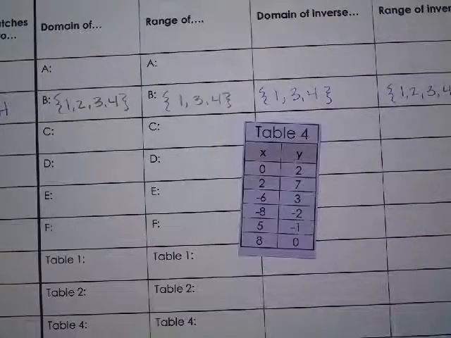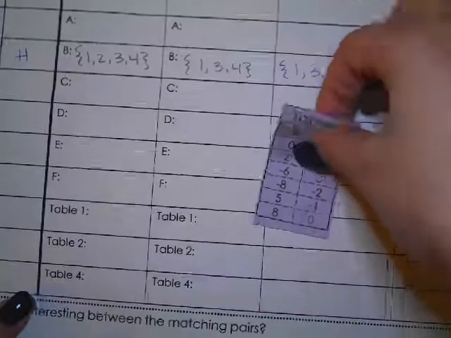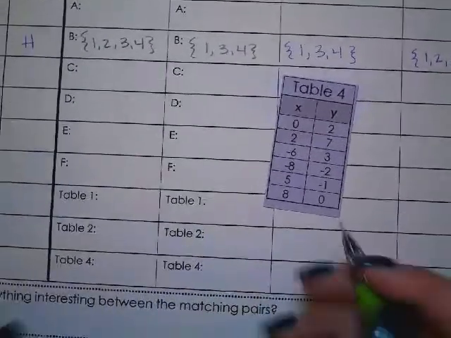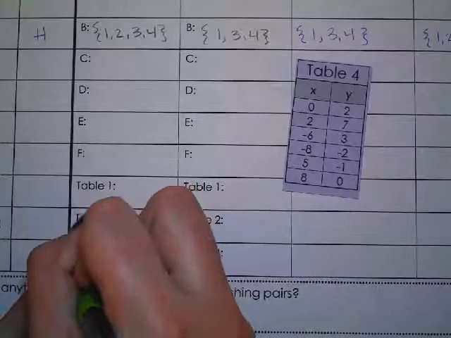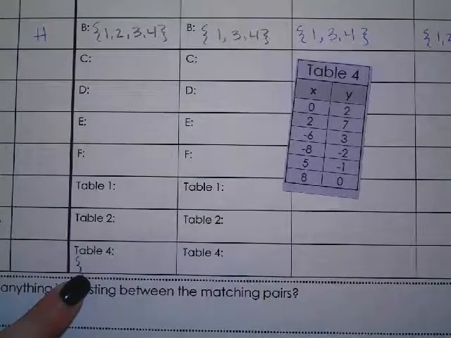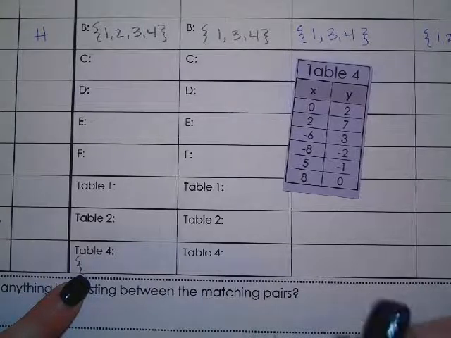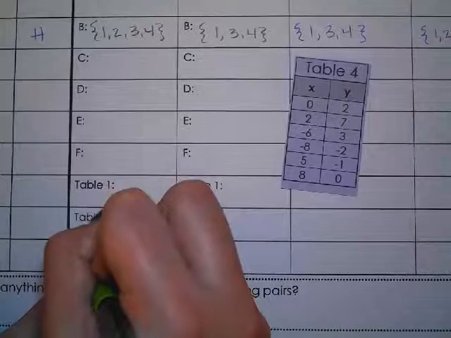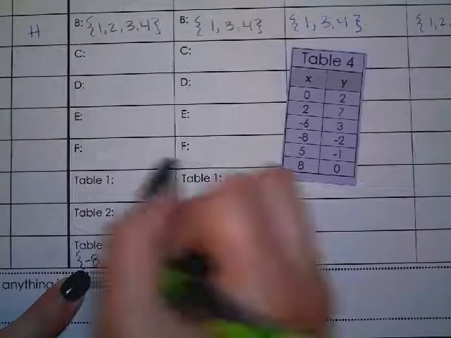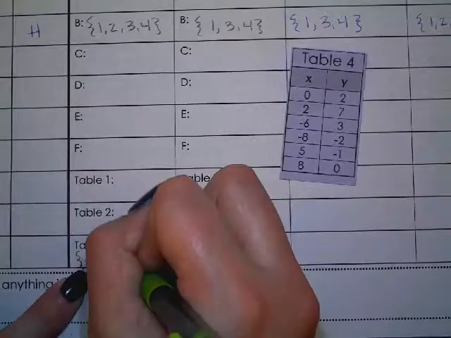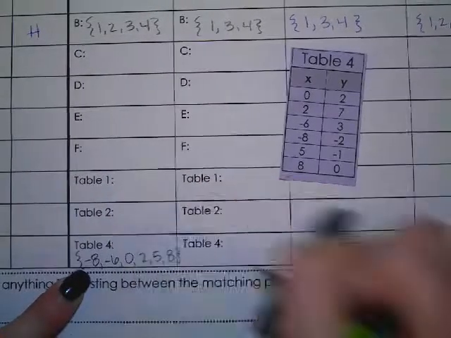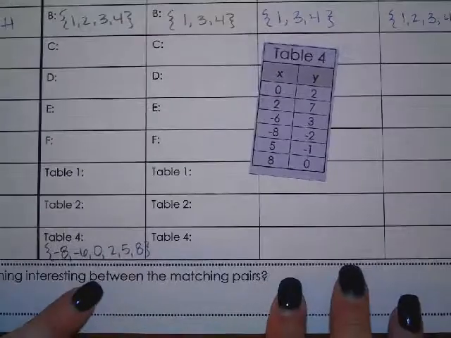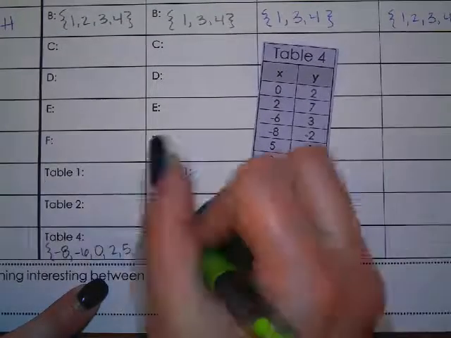Table 4. Okay. So if we look at table 4, I can see that the domain is what? Yeah, and let's go ahead and put them in order. So negative 8 is the smallest. What comes next? Okay. And then what are the y values? What's the range?